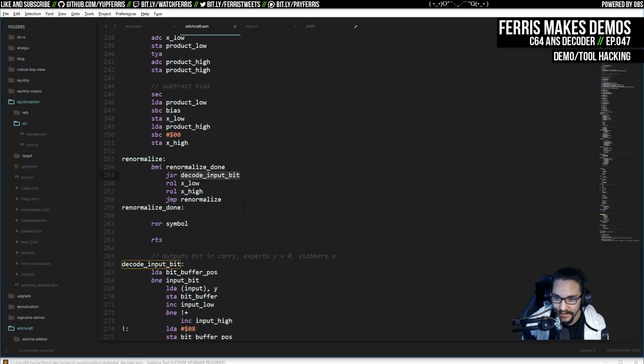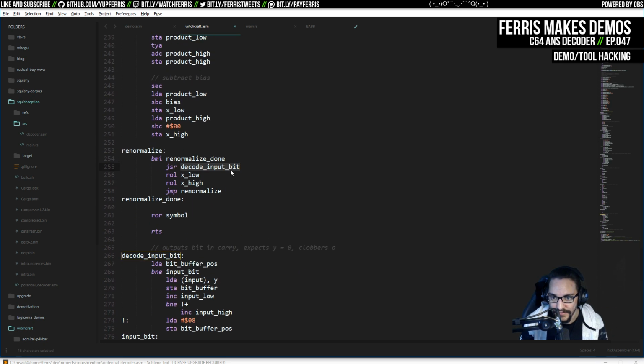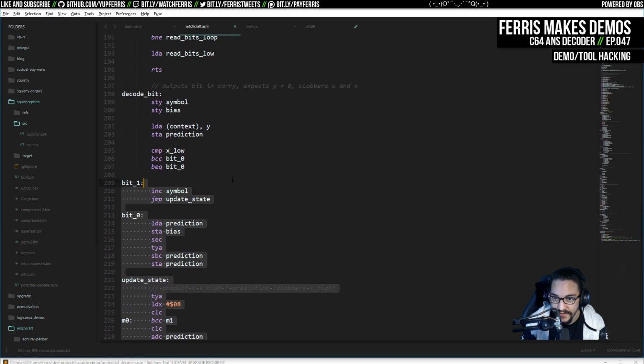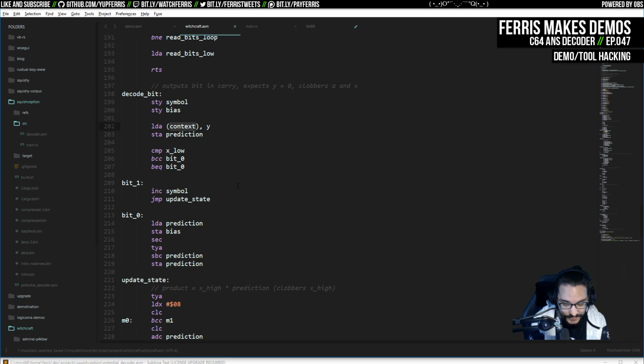And so I have this decode bit that's going to input a bit, and then that will store it in the carry, so we can just do straight rotates into this state variable, and then renormalize until we're done. So this is basically the heart of that decoder, and this totally works. And then the rest of it is about which prediction do we actually feed into this, and the higher level stuff about what values do we actually pull out of this.